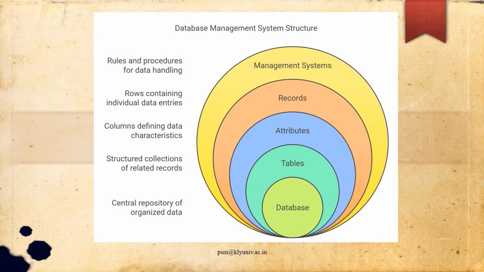And here on the screen, you can see the relationship between the database and the database management system. There are different layers. At the core of the core is your collected data, that is the database. A database is actually a collection of related tables. You are organizing your data into various tables. Tables include a lot of columns or attributes, which are the essential properties of an entity.